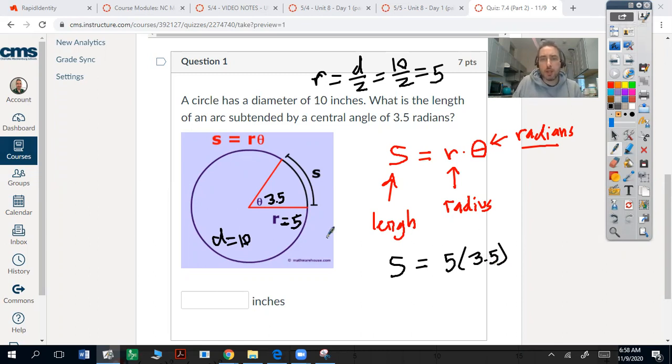You want to pause the video and try it and make sure you can get the answer. I'm getting about 17.5, and this is in inches, so it'll be inches. And that's it. So that means this length here, if this is 3.5 radians, would be 17.5 inches.